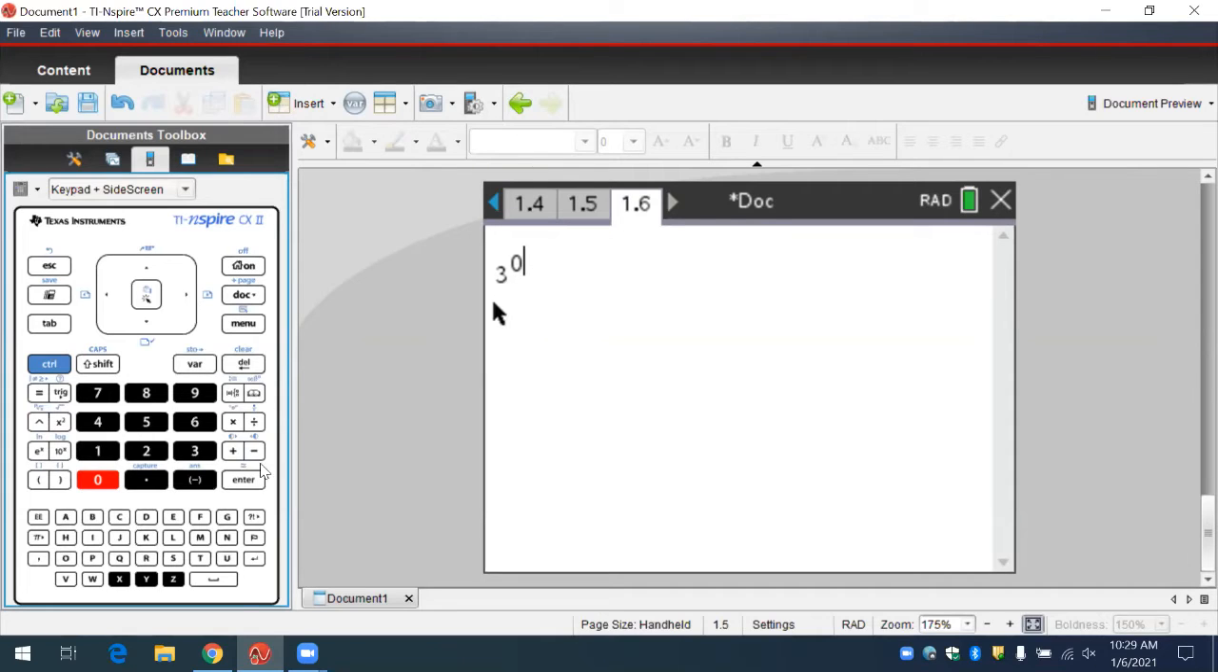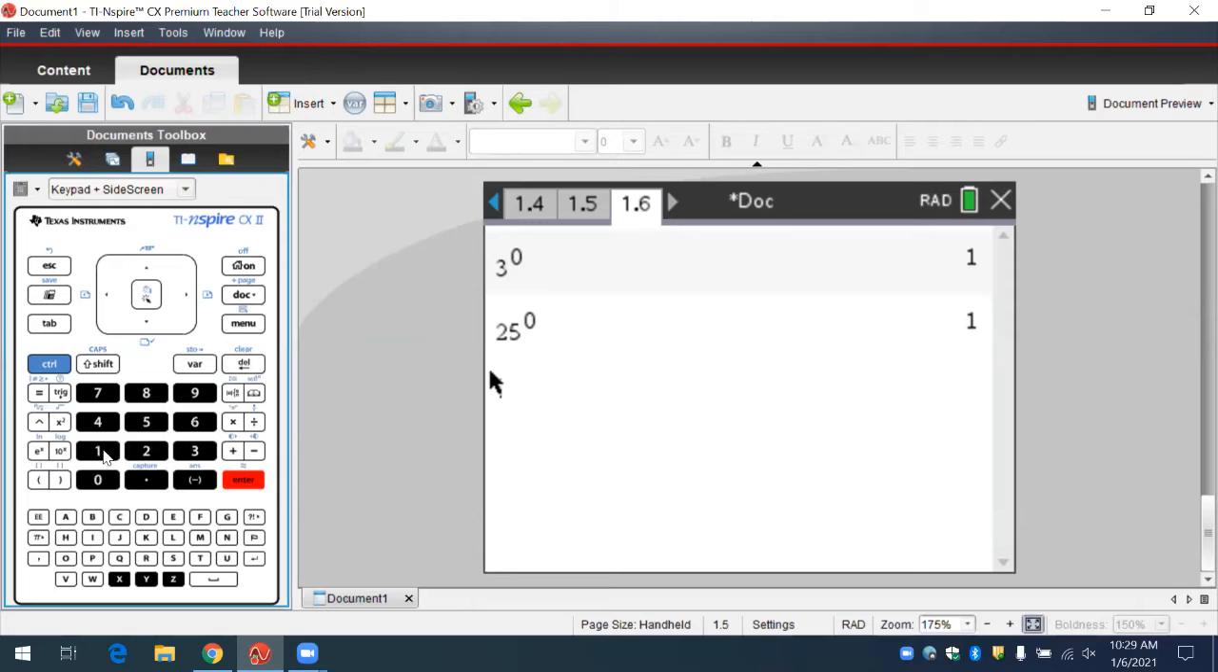All right. So 3 to the 0, hit enter. What do you get? 1. Yeah, that's kind of weird, isn't it? 3 to the 0 becomes 1. But here's the cool part. Type in 25 to the 0. What do you get? 1.